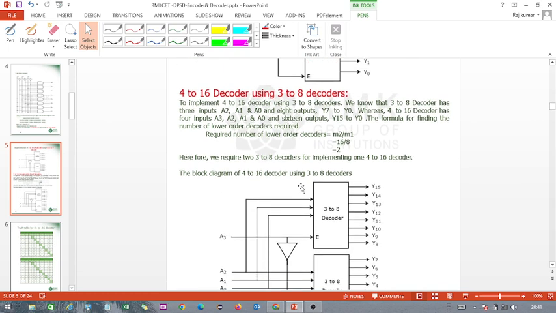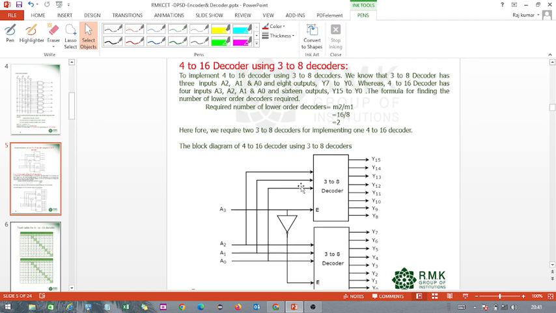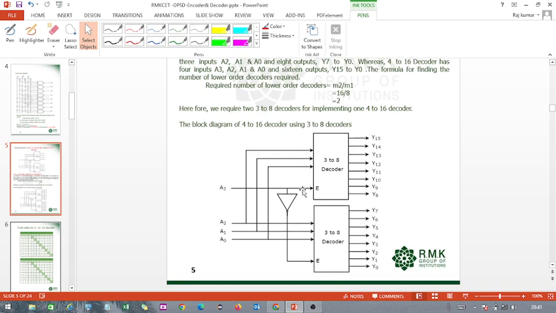What we used to do, if you want to implement a 4 to 16 decoder using 3 to 8 decoders, you have to make use of 4 inputs. You can make any one of the inputs to be used as a data line. Here A3 is used as data, which we call the enable pin. To choose one IC at a time, we give the normal input to one decoder and the inverted input to the other decoder, so that only one IC will be enabled at a time.